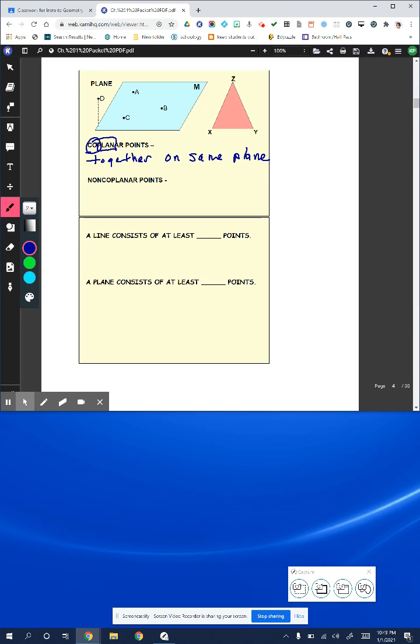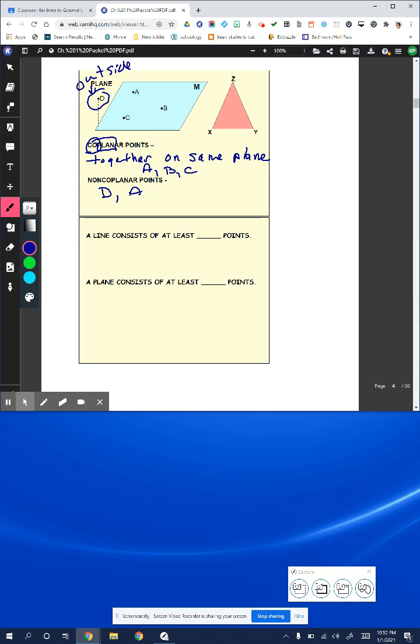So what points are coplanar here? All the points that are in plane M. So we have point A, point B, and point C would be coplanar, not point D right here. It's outside of the plane. It's a point outside of the plane. All right, non-coplanar points: I could pick any point that's not on the same plane as D. So D and any of the other ones would be non-coplanar.